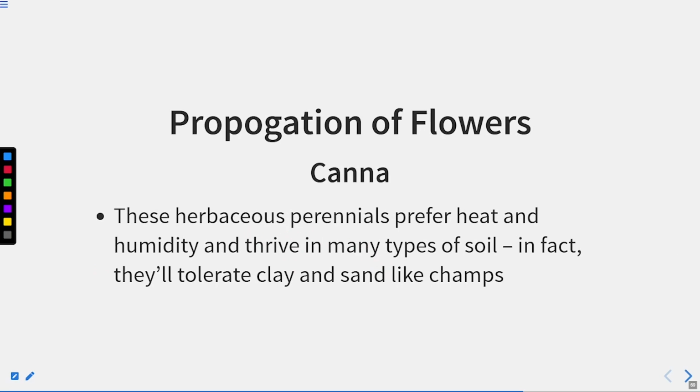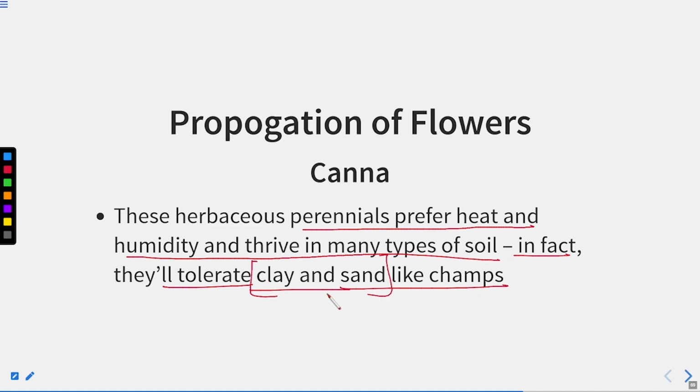These herbaceous perennials prefer heat and humidity and thrive in many types of soil. In fact, they will tolerate clay and sand like champs. So for this, clay and sand-like soil is preferable. This is a herbaceous perennial that prefers heat and humidity and thrives in many types of soil, right? So the best suited soil for canna is clay and sand.